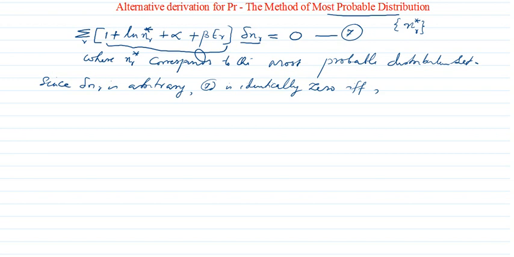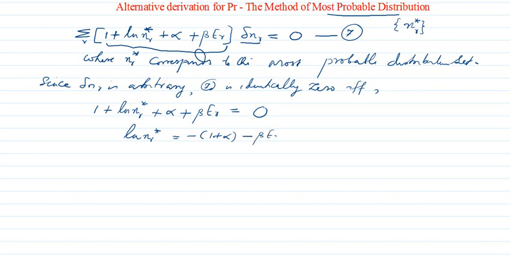So I can say 1 plus log n_r star, which just means that it's a very specific value which maximizes the distribution set, or which is the most probable distribution, plus alpha plus beta epsilon_r. I'm writing the quantity in the bracket, that is equal to 0, right? I think there is no doubt about it. So let me rearrange this one. I'm rewriting, log n_r star, on rearranging, let me take alpha and 1 to the other side, so it will be minus 1 plus alpha, minus beta epsilon_r, right?